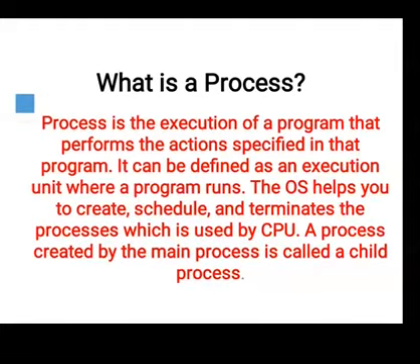What is a process? A process is the execution of a program that performs the action specified in that program. It can be defined as an execution unit when a program runs. The operating system helps you to create, schedule, and terminate the processes which are used by the CPU. A process created by the main process is called a child process.